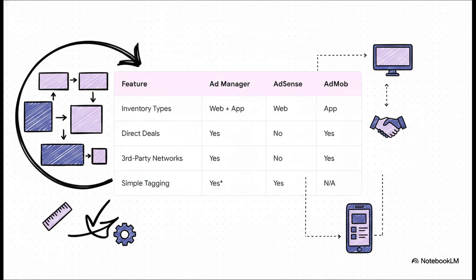Just look at the rows. Are you only on the web? AdSense is your simple starting point. Only got an app? AdMob's your tool. But, and this is the key, look at the rows for negotiate direct deals and use other ad networks. The second you need to do either of those things, you've got to be on Ad Manager. It is the only tool that checks all the boxes for a serious scaled-up publisher.